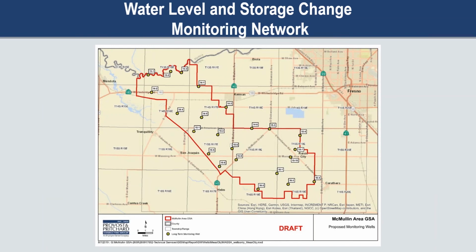So this is the monitoring network for, as I mentioned, the water level and storage change criteria. So along the north, you can see the 13-1, 2, and 3 are near the river. And then the 16-1, 2, 3, 4 are along the southern boundary of MAGSA. So I'll give you a minute to take a look at the map and then see if there's any questions.